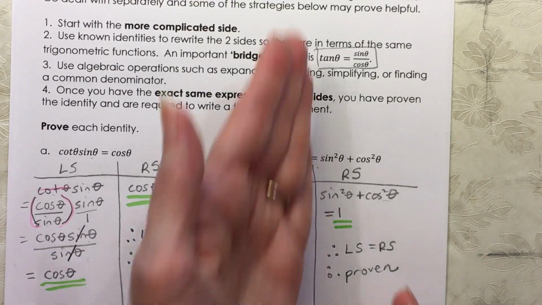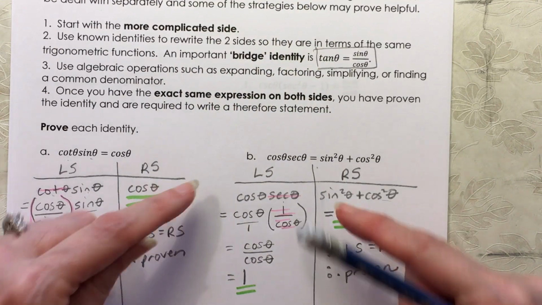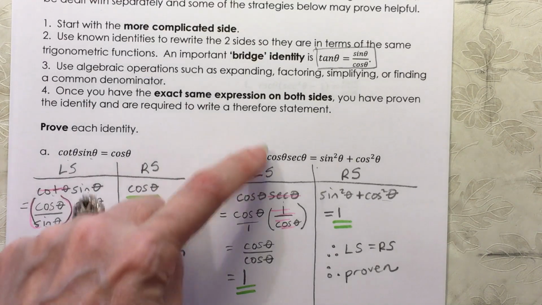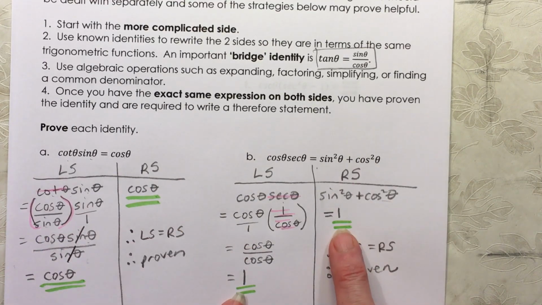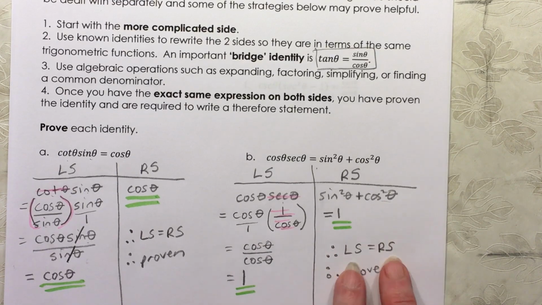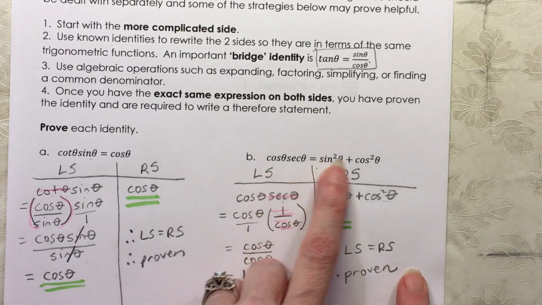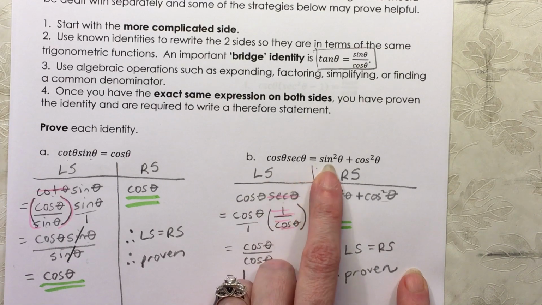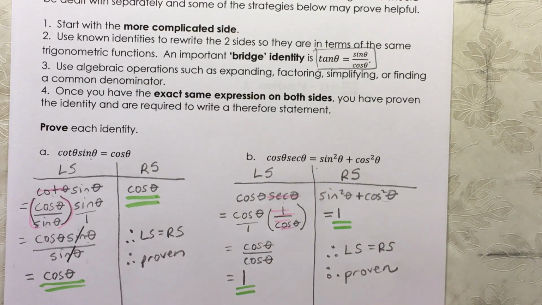And again, there's no equal signs down the middle, just within a side itself. And we've worked on each side until we've got them to match. Then once we've got each side to match, we've proven that the beginning cos theta sec theta equals sine squared theta plus cos squared theta is an identity. It's true for all values of theta.